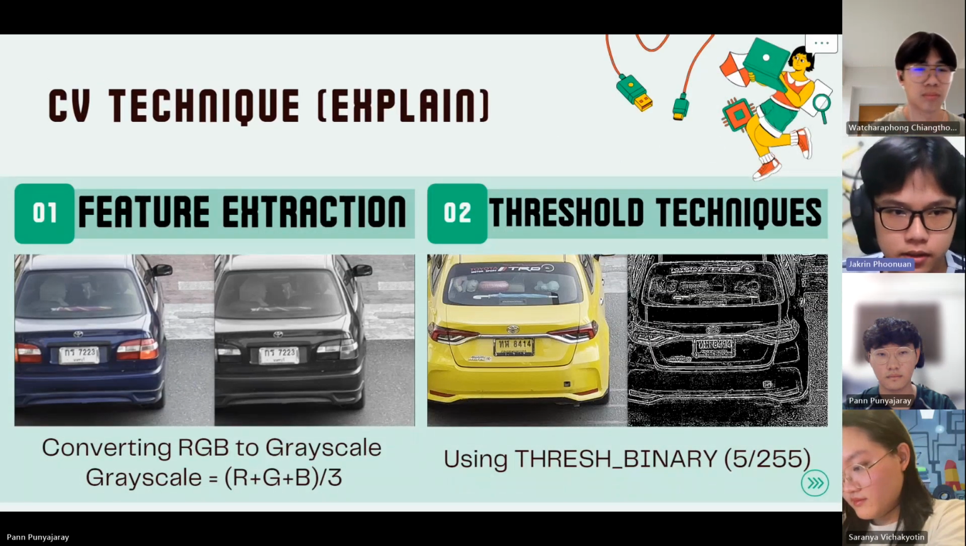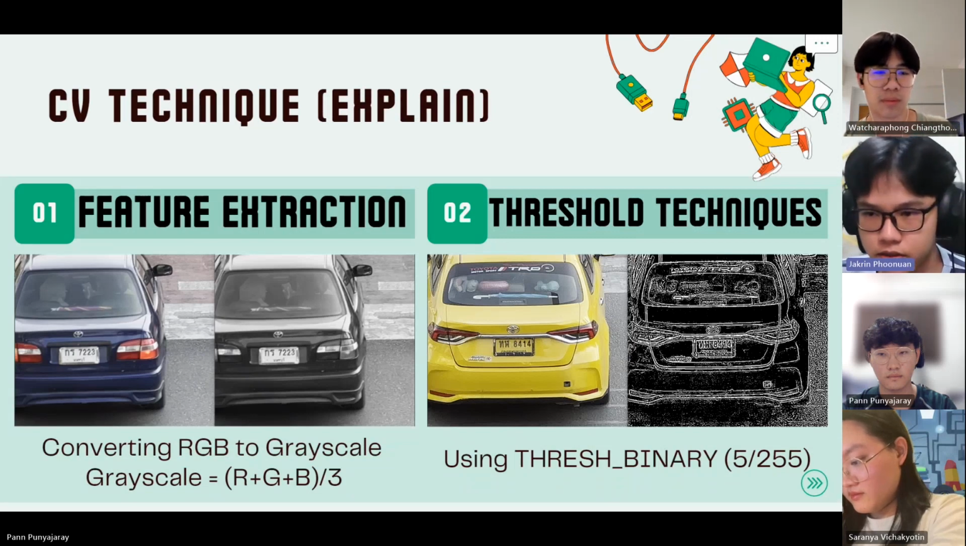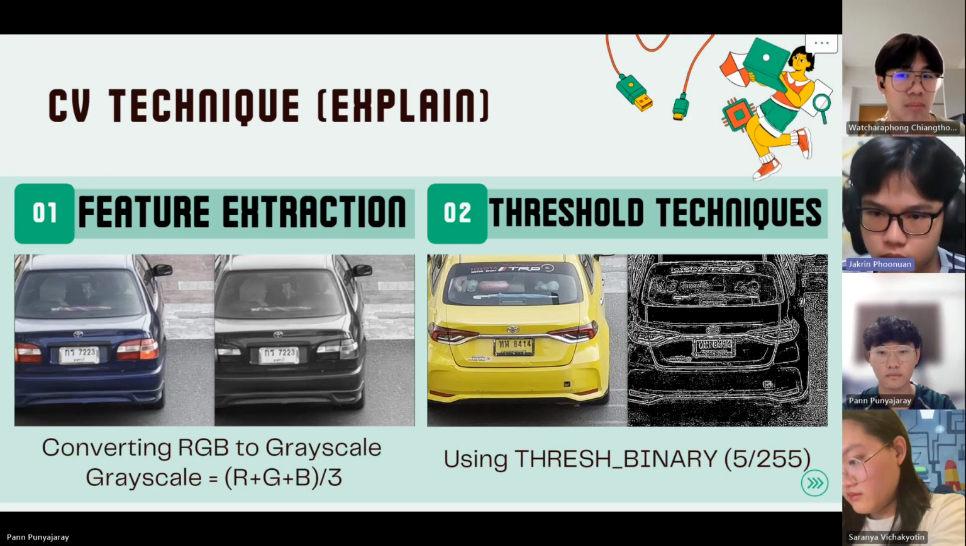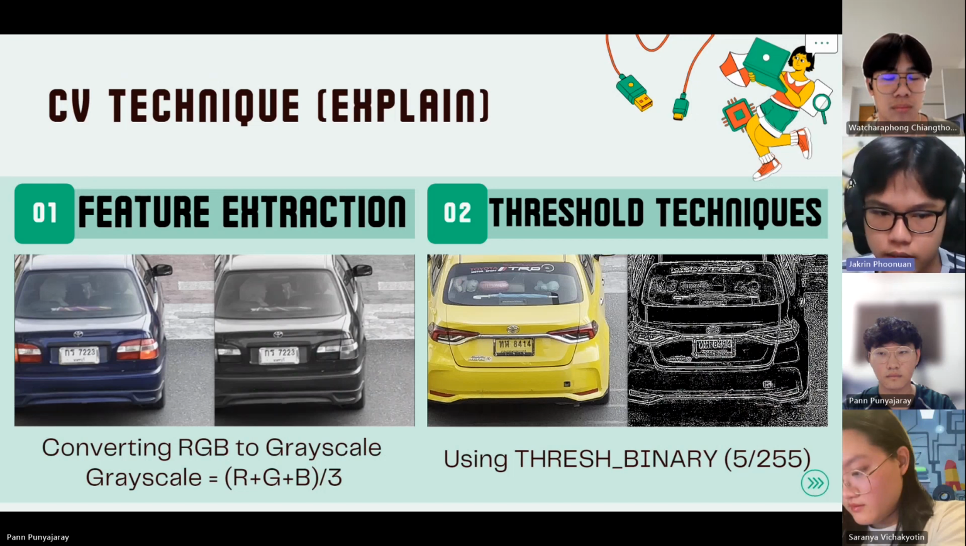For the first one, I'm choosing feature extraction. It's just a simple one. We're converting between RGB to grayscale or grayscale to RGB, and just use the average method that uses all of the layers divided by 3, and we're going to get a grayscale.